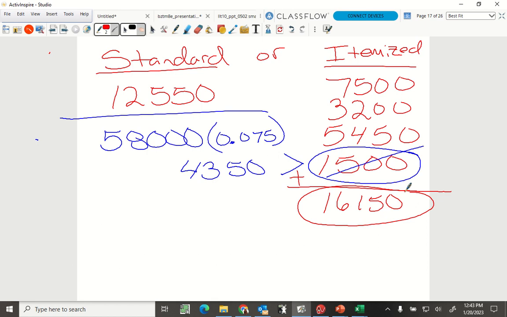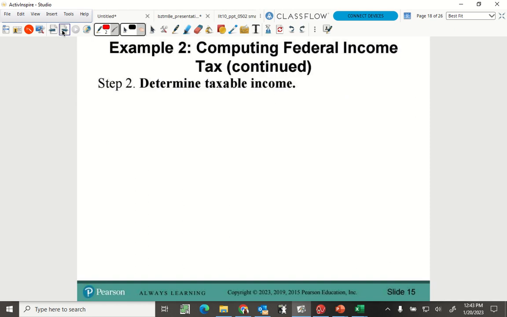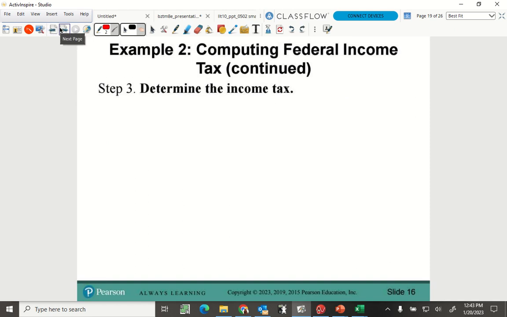So I'm going to go back to the other slide now. There we go. All right, taxable income right here. So my adjusted gross was 58,000 minus, what was that number? 16,150.